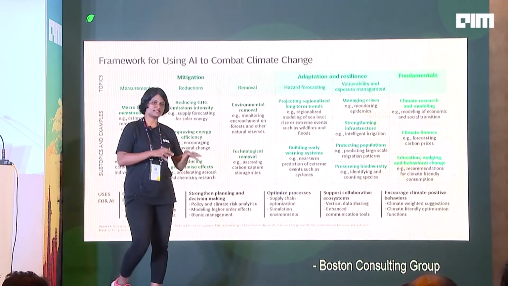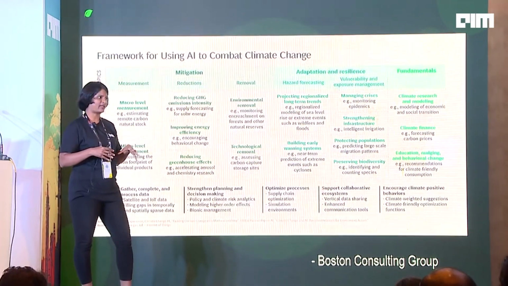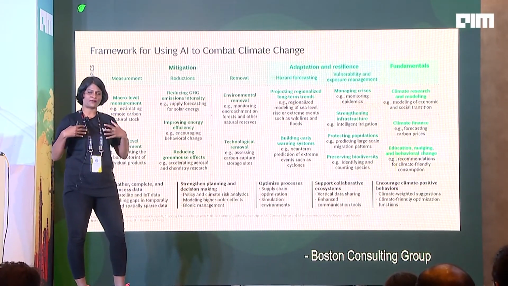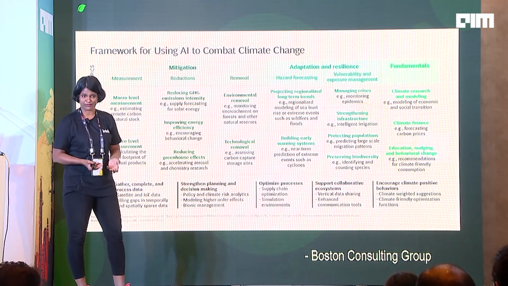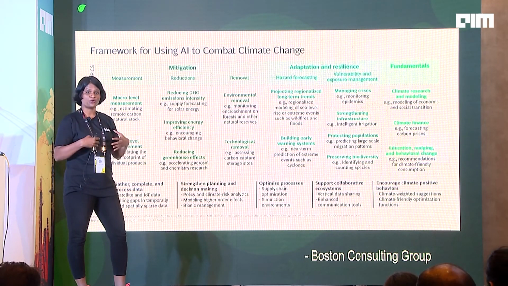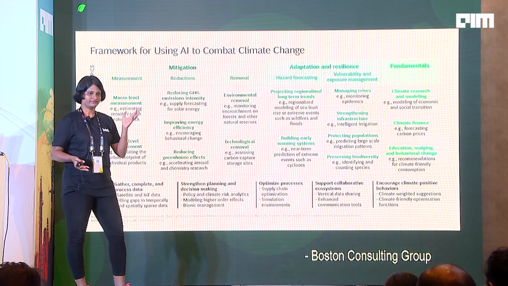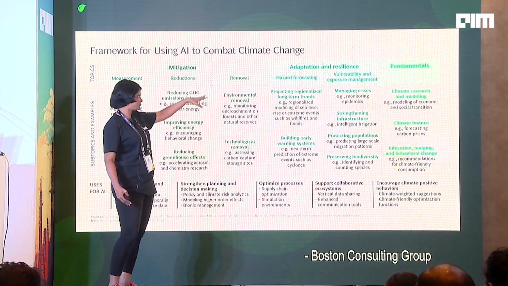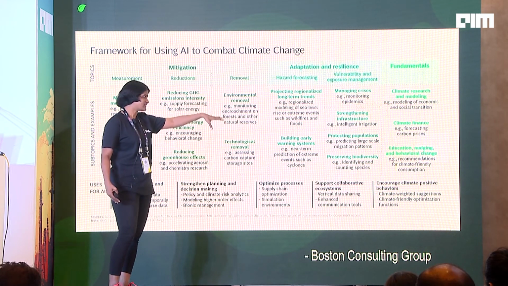Adaptation and resilience is more about how some of the climate hazards have already happened. It could be floods, or it could be some kind of calamities that have already happened. How do you use AI to overcome the calamity? So bad things have happened, and how do you overcome them using AI? Those are use cases which come under adaptation and resilience.